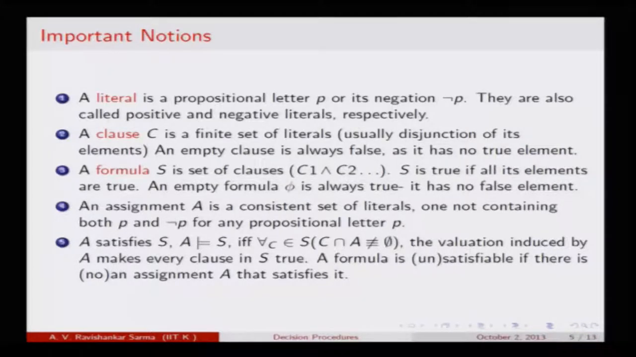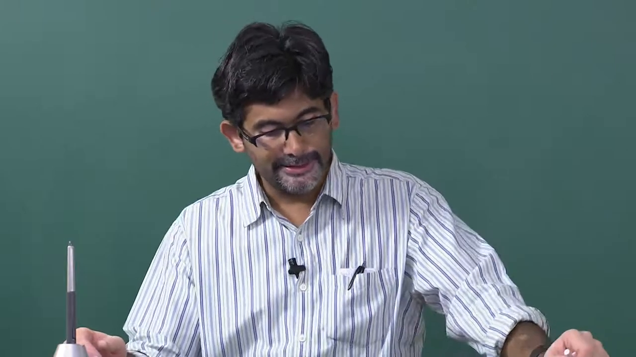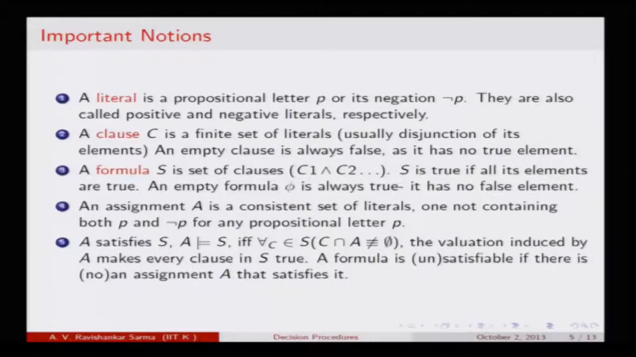Now the notation that we make use of in the resolution refutation method is this. When a formula A satisfies a particular set of formulas S, it is written as A double turnstile S, if and only if for all C belonging to S, the intersection of C and A is not going to be empty. If it is empty, then it is going to be false. As is the case of the second one, the empty clause is always going to be false. So you have to ensure that the intersection of C and A is non-empty, at least one valuation in which the formula is going to be true. That is what we mean by satisfiability.